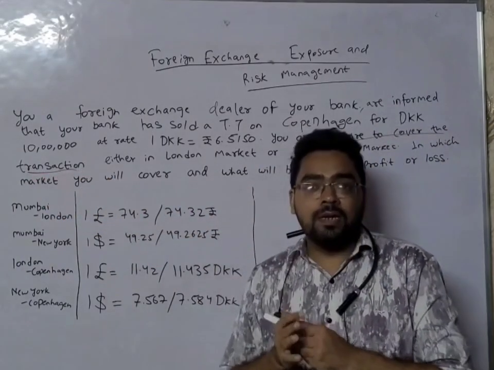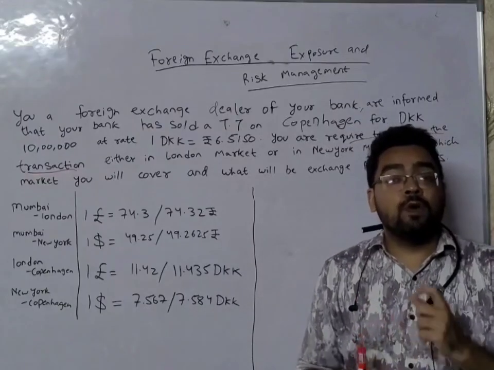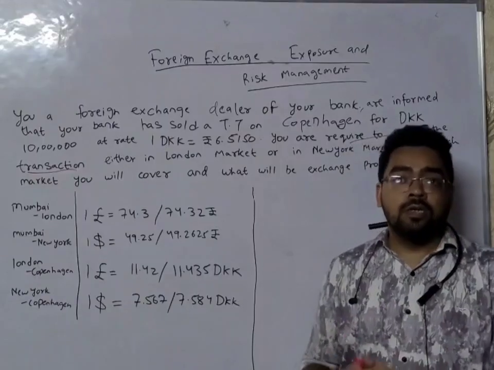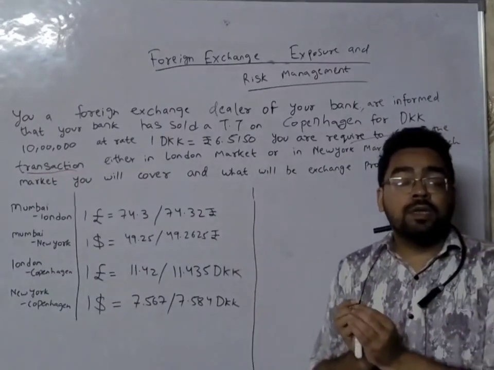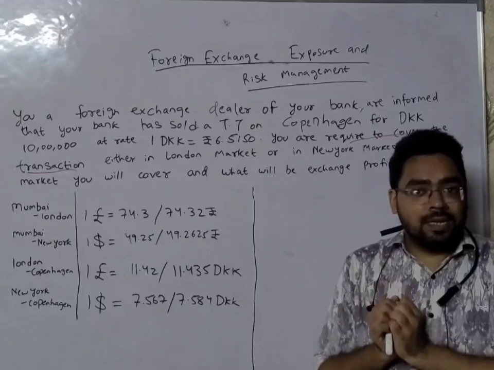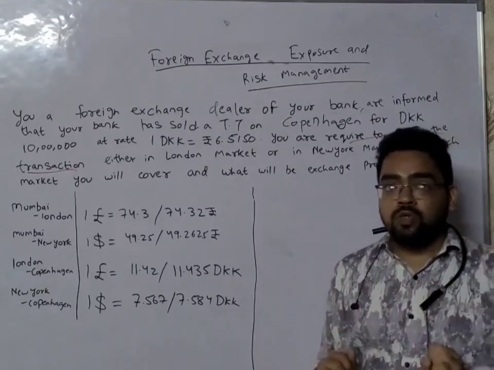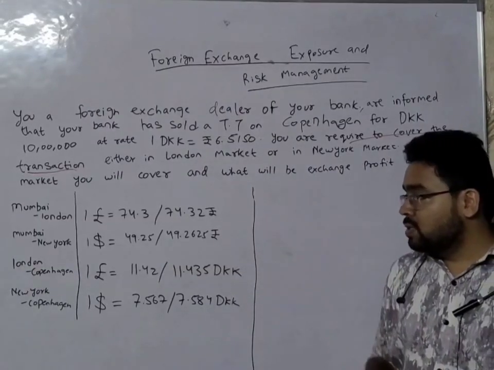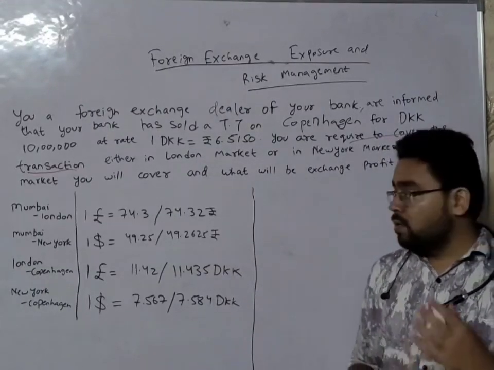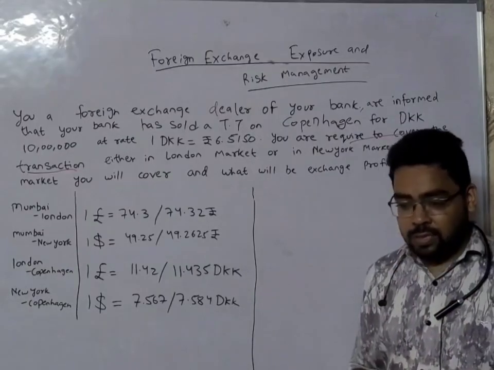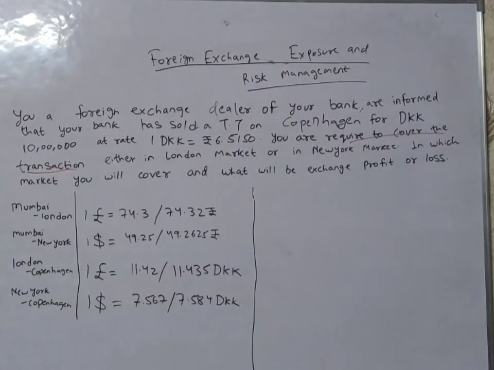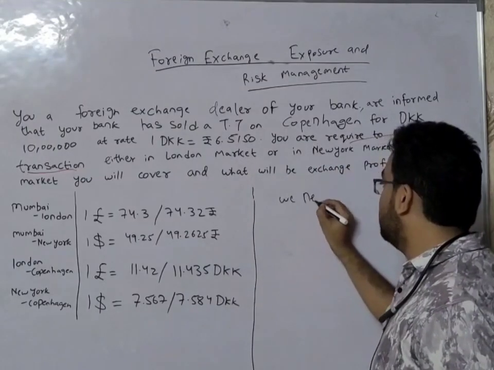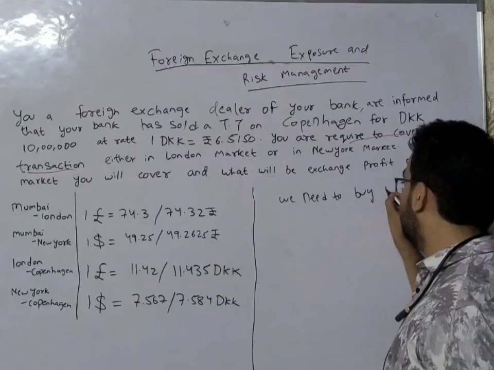Now what do we mean by covering a transaction? Covering a transaction means performing the reverse transaction. So if the bank has sold 10 lakhs DKK, we now need to purchase that DKK. So we have two options: to purchase it from the New York market or to purchase the same from the London market. Now we are given the following rates. First and foremost, we need to write what we are supposed to do: we need to buy DKK.